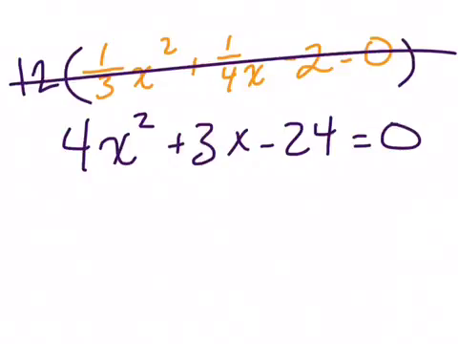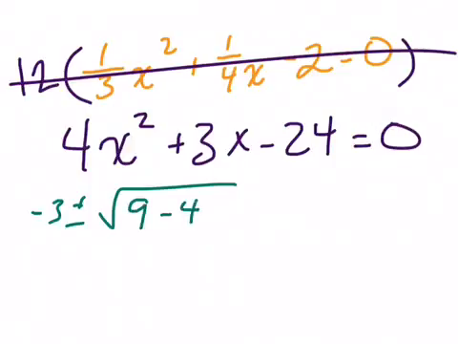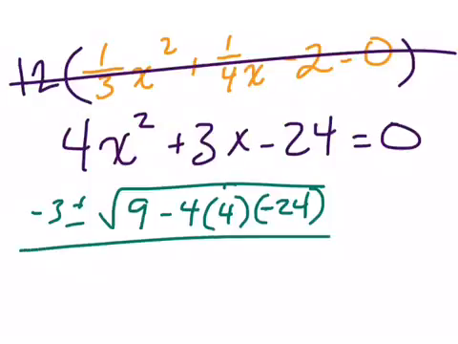We have a new quadratic equation that does not involve fractions, so it will make plugging this into the quadratic formula much easier. So negative 3 plus or minus the square root of 3 squared, so that's 9, minus 4 times 4 times negative 24, over 2a is 8, so I'm just going to go ahead and say over 8.